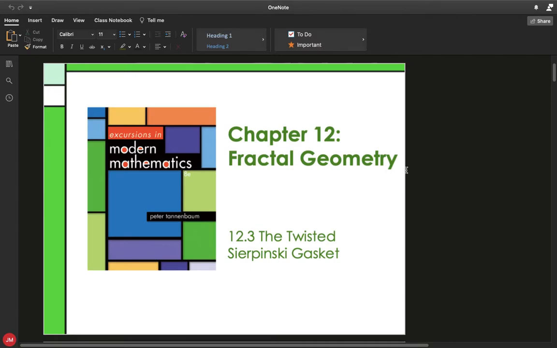Alright guys, so in 12.3 we're going to talk about what's called the twisted Sierpinski gasket, which really shouldn't take us too long to discuss. We'll just look at some of the cool things that it's been used to do. We really won't do a formal construction of this by hand. It's something that works best to let a computer generator do. It's still interesting to look at.